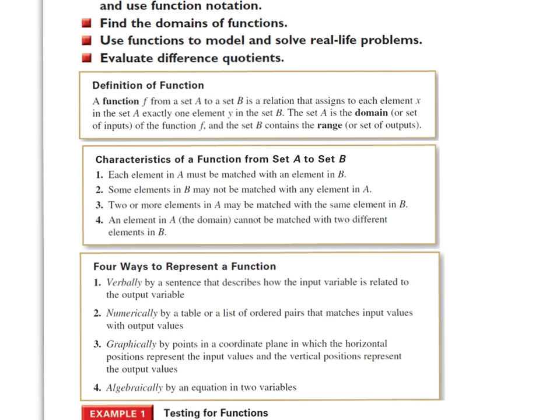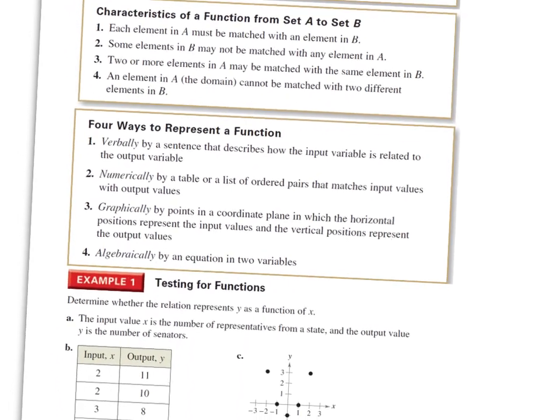The characteristics of a function from set A to set B: each element in A must be matched with an element in B. Some elements in B may not be matched with A. That's okay. Two or more elements in the domain can map to the same element. All right, let's go to four ways to represent a function.